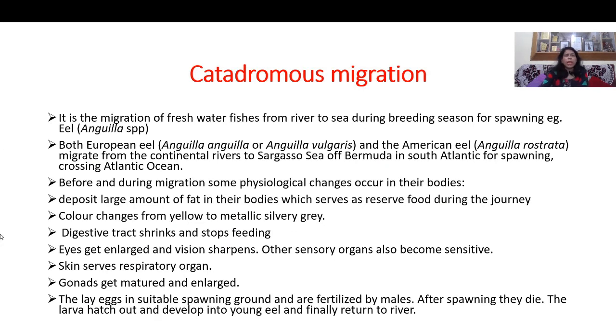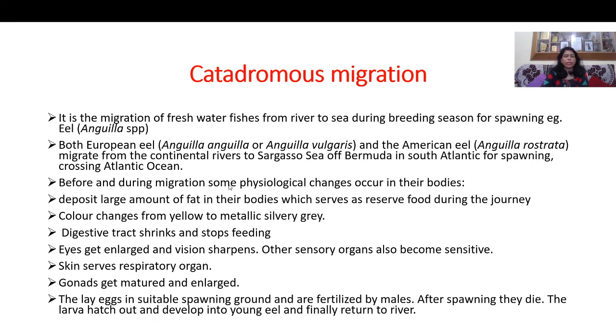Catadromous migration is the migration of freshwater fishes from river to sea during breeding season for spawning, for example, eel or Anguilla species. Both European eel and American eel migrate from continental rivers to the Sargasso Sea near Bermuda in the South Atlantic for spawning, crossing the Atlantic Ocean.